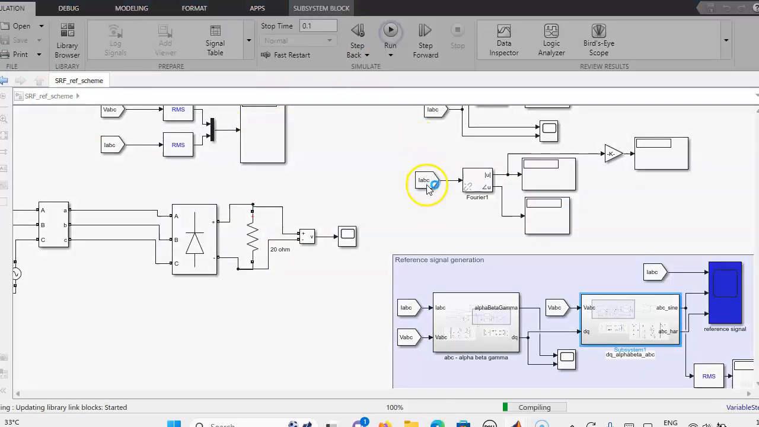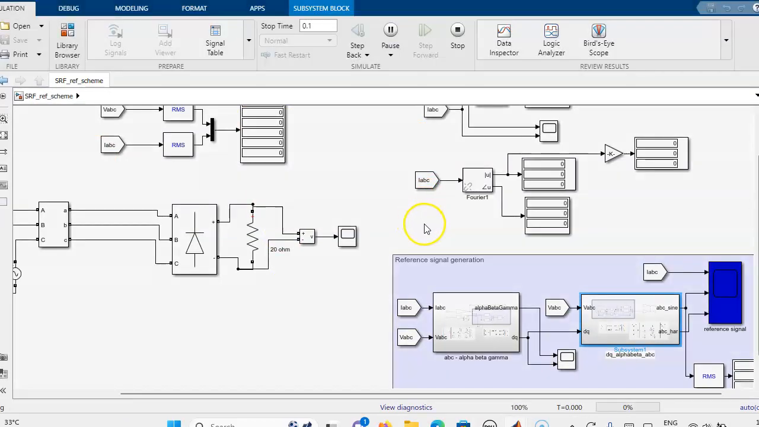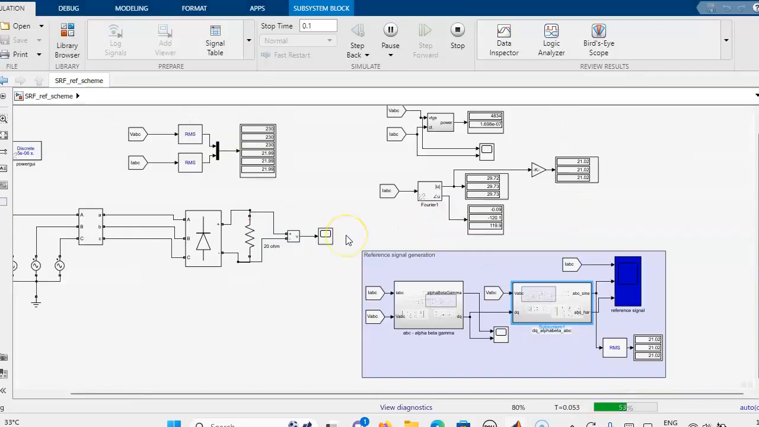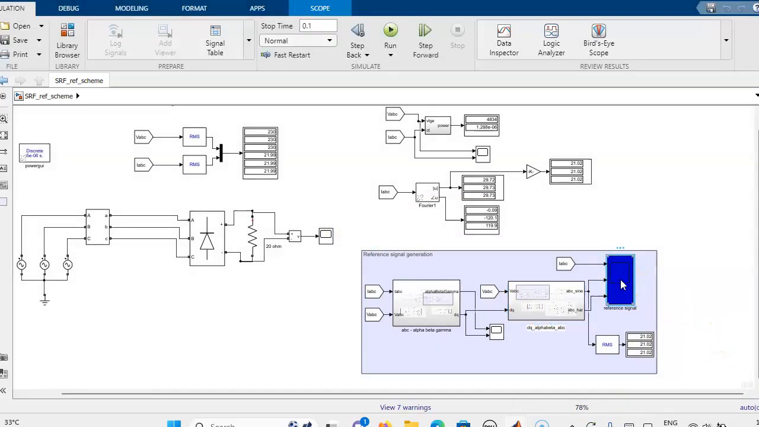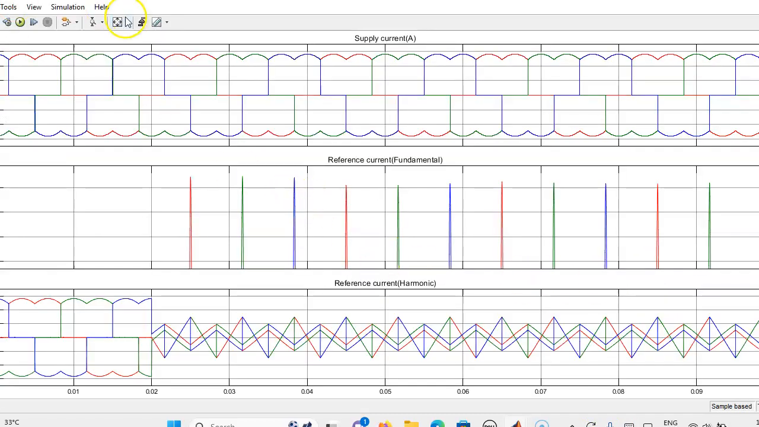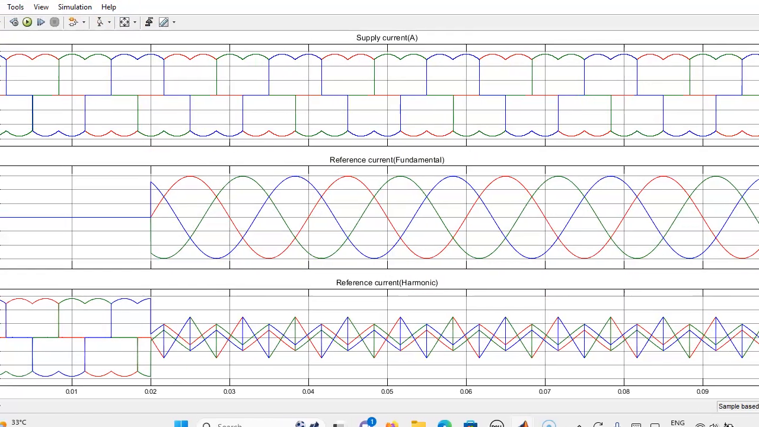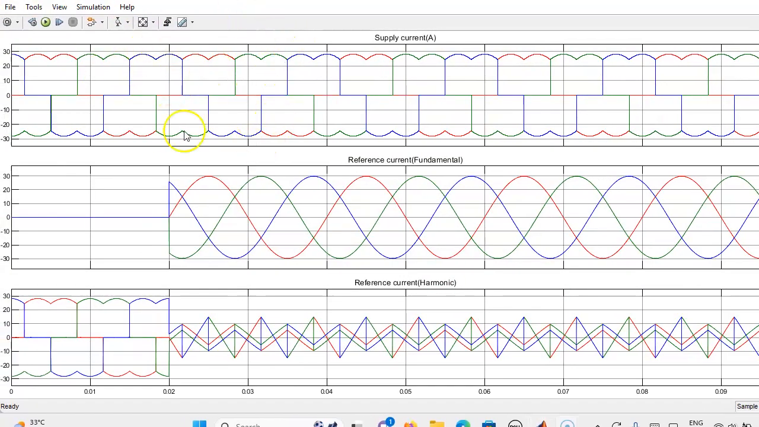So while we are running this simulation, we will get the signal, that is the actual current. If you see here, we are getting the supply current. Then from the supply current we are generating the reference signal, and the harmonic current also we can take as a reference signal. So the fundamental current we are generating as a reference signal, or sometimes we will use the harmonic current as the reference current, so that also we can use.